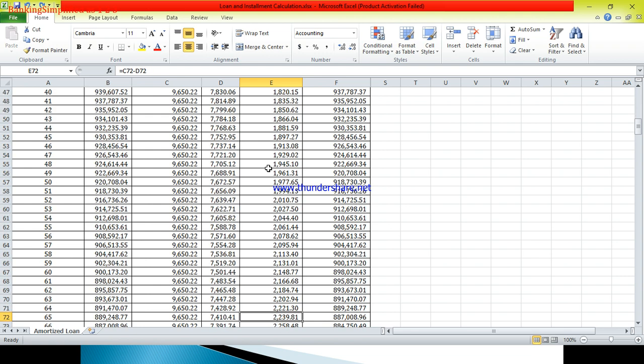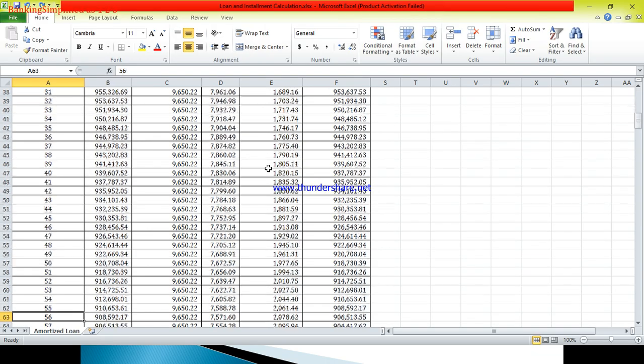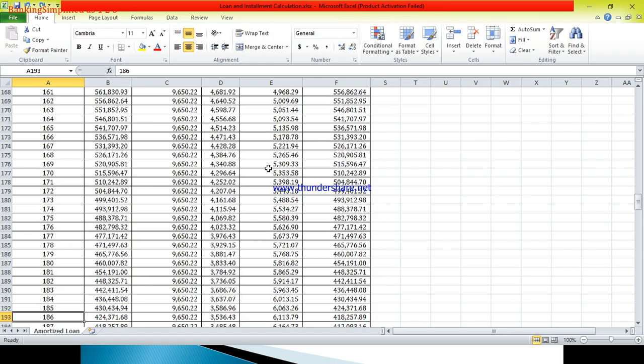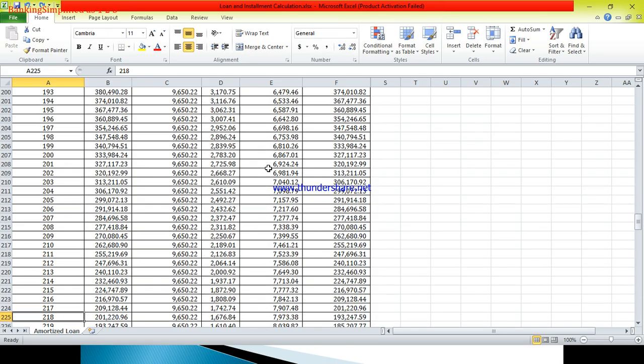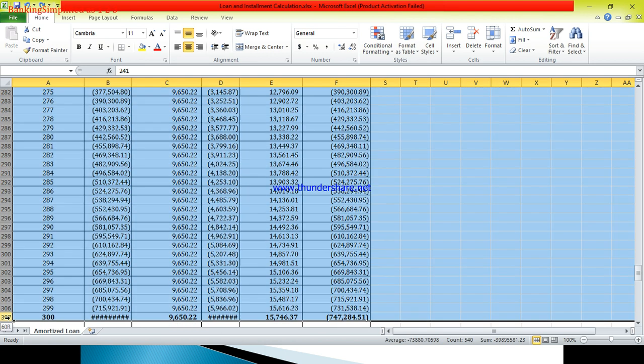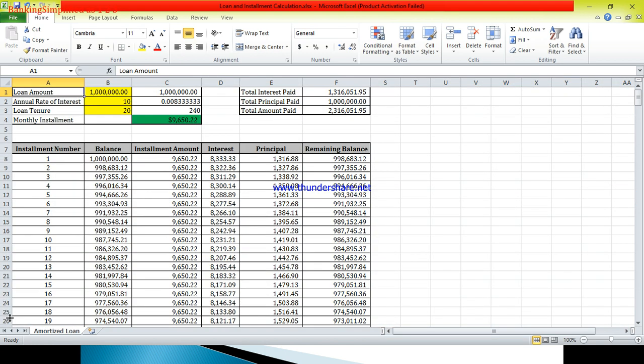Now, as we have discussed that our loan is having 240 schedules, we will look till 240. This installment number should be 240. Beyond this, whatever is there, that is not of use for us. It is just getting dragged because of the Excel formula that we have used. So I'll just delete the part whatever is there after. I'll just clear this particular part, and then we will focus on this thing.